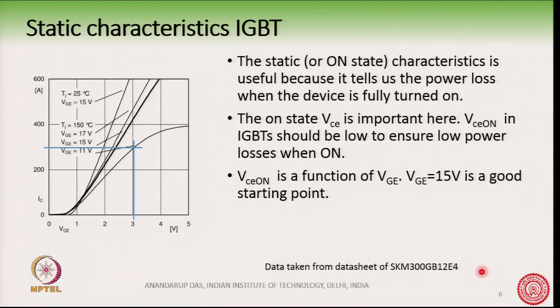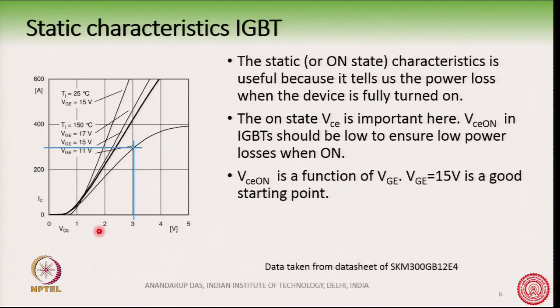Now, one thing you observe here is that VCE on is a function of VGE. You can see here several curves, and these curves change according to the gate emitter voltage. So, the gate emitter voltage is what is controlling the collector emitter voltage. More is the VGE, or higher the value of VGE, you can see that for a specific value of IC, higher values of VGE will cause a lower value of VCE.